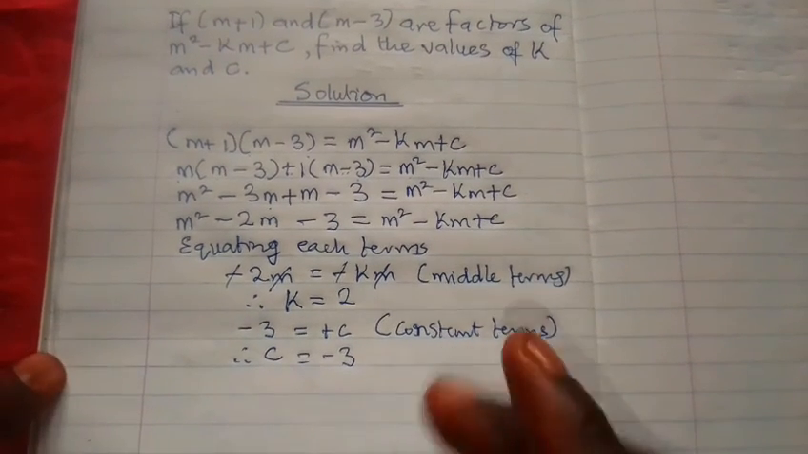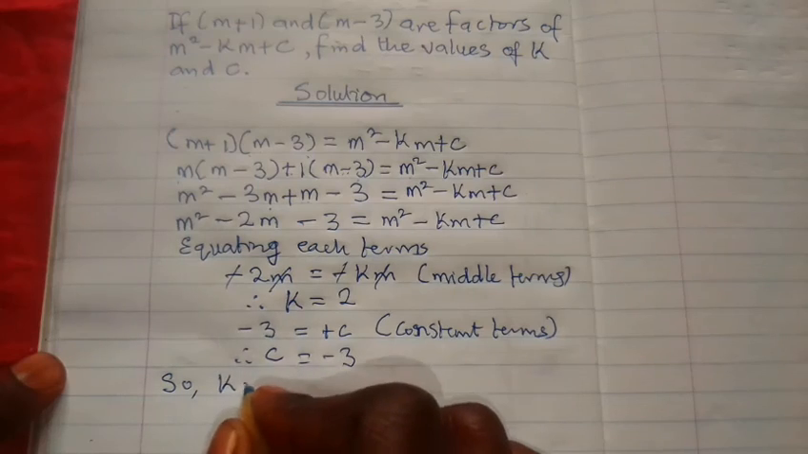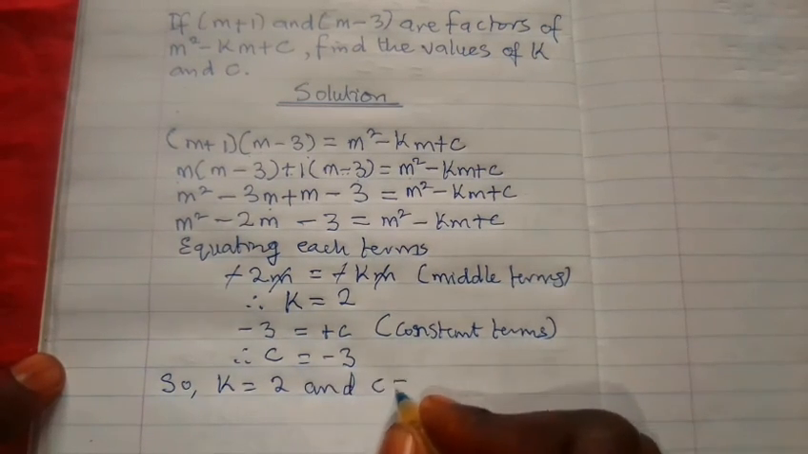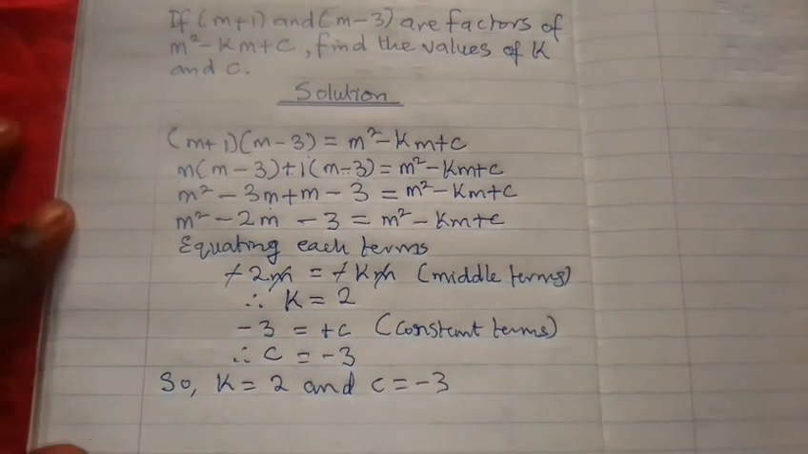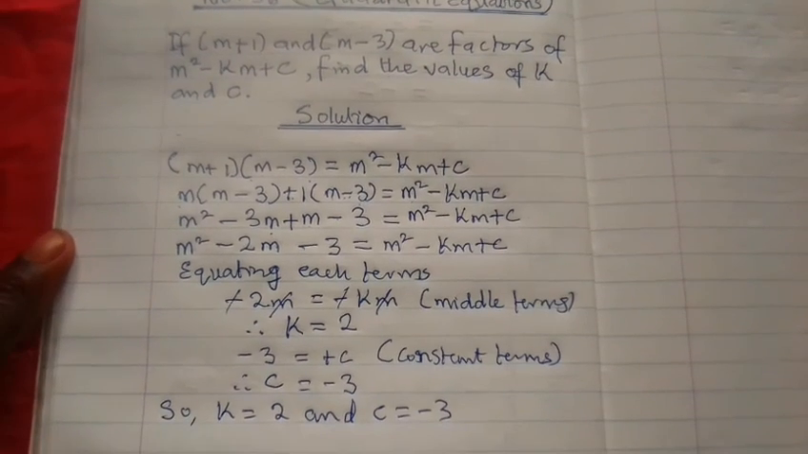So there you have it. That is the answer to this question. We can therefore conclude that our k is 2 and our c is minus 3. And that is the answer to this question. I'm sure you enjoyed this lesson.